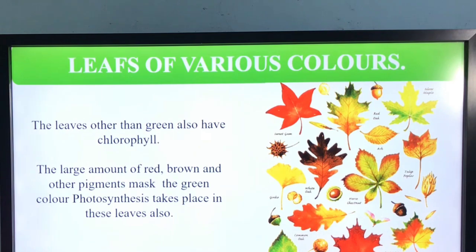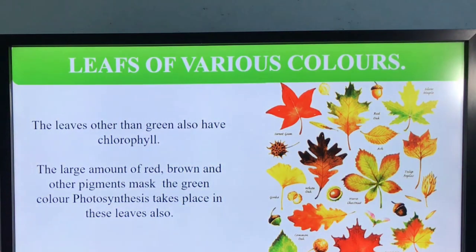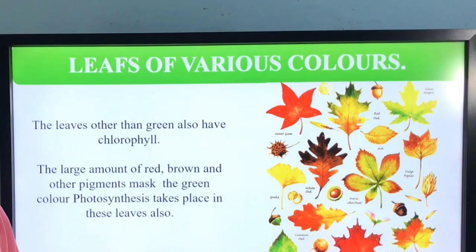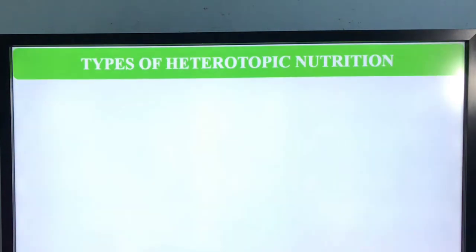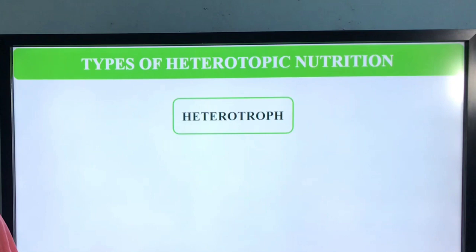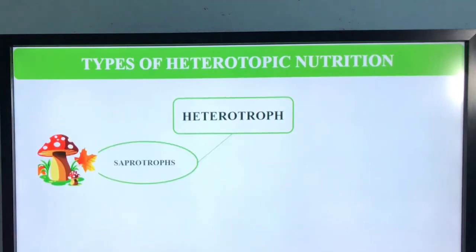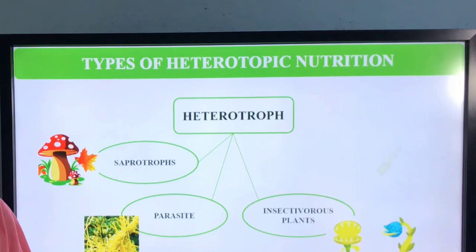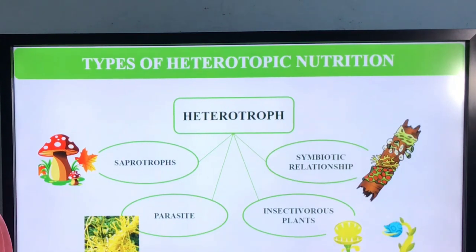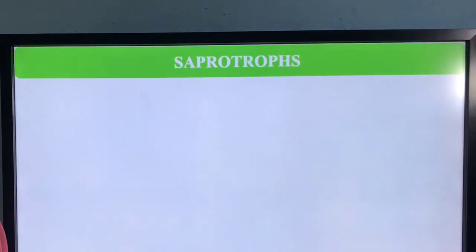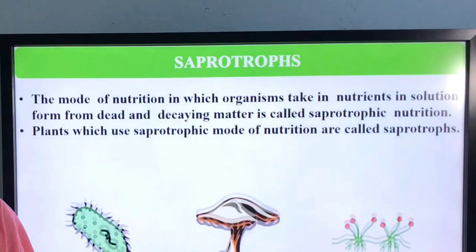The next topic is about the different modes of nutrition in heterotrophic nutrition. In heterotrophic nutrition, there are 4 different types. The first one is saprotrophs, next is parasite, insectivorous plant and symbiotic relationship. The first topic is about saprotroph.